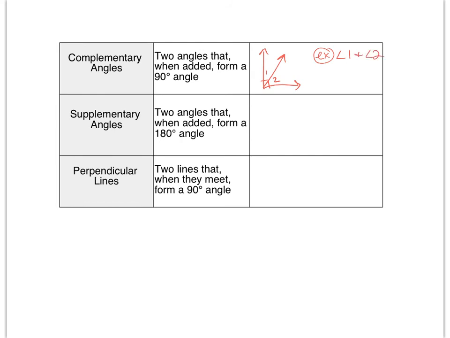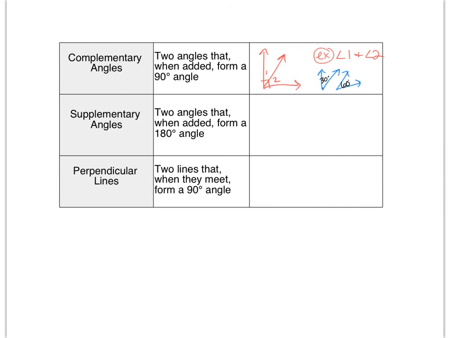But the other way that they could look, you might also have some complementary angles that are not touching. So for instance, these two angles. Let's say this angle is 30 degrees and this angle is 60 degrees. They are also complementary angles because they add up to 90.